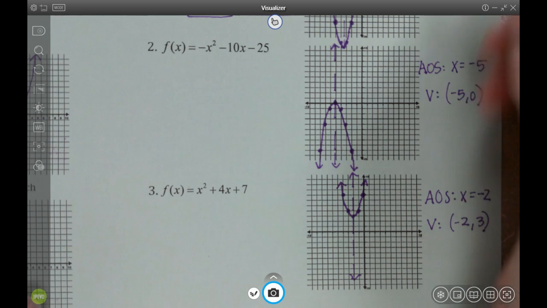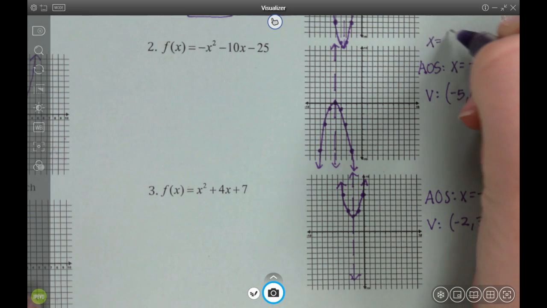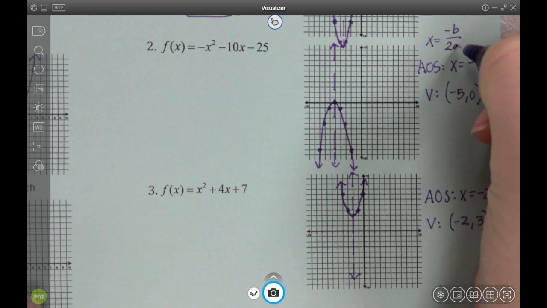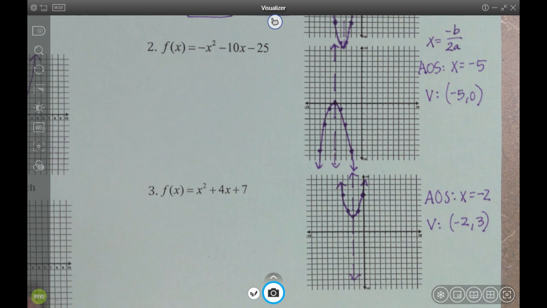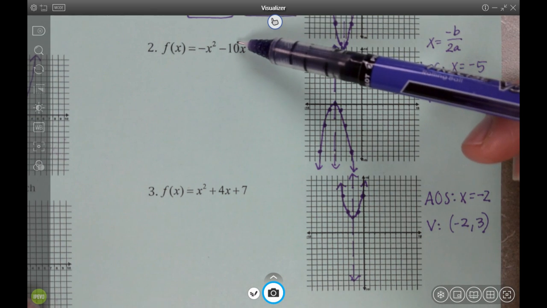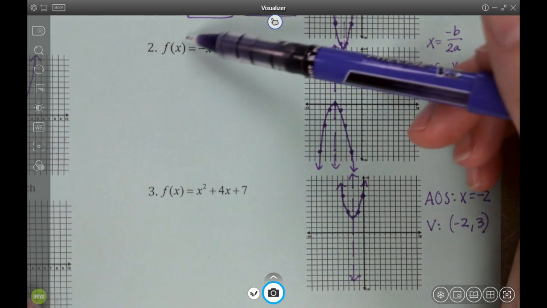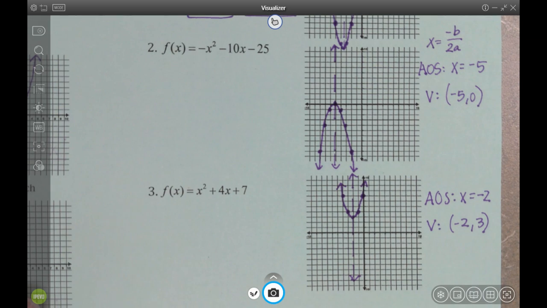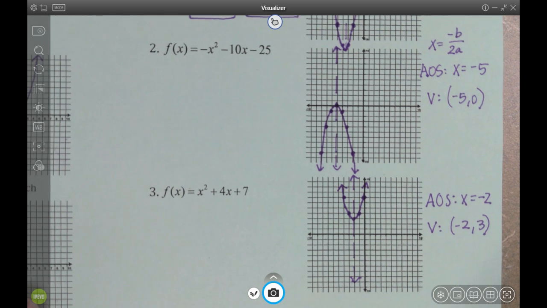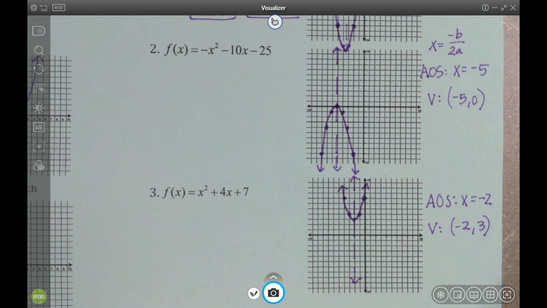The axis of symmetry is that formula x equals -b over 2a. Okay, so that would make it +10 over 2 times -1. +10 divided by -2 is -5. And if you plug that in with all the things, you get 0.